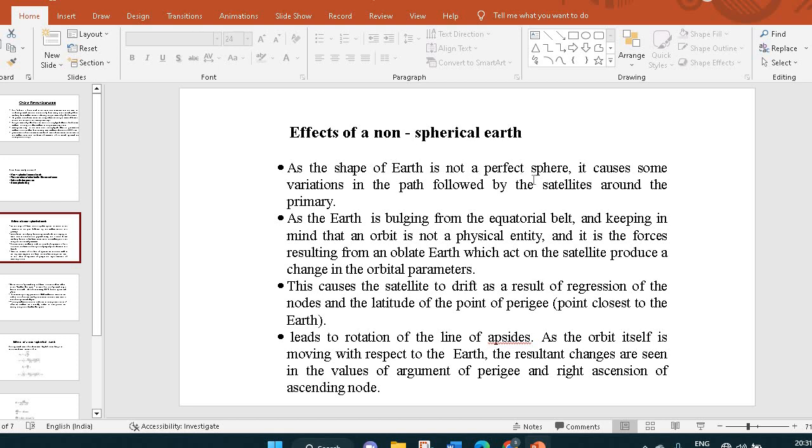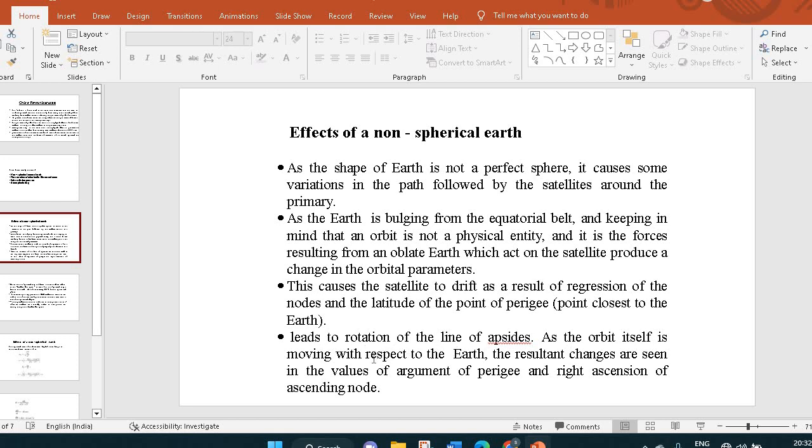As the shape of Earth is not a perfect sphere, it causes some variations in the path followed by the satellites around the primary. As the Earth is bulging from the equatorial belt, and keeping in mind that an orbit is not a physical entity, it is the forces resulting from an oblate Earth which act on the satellite and produce a change in the orbital parameters. This causes the satellite to drift as a result of regression of the nodes and the latitude of the point of perigee. This leads to rotation of the line of apsides.